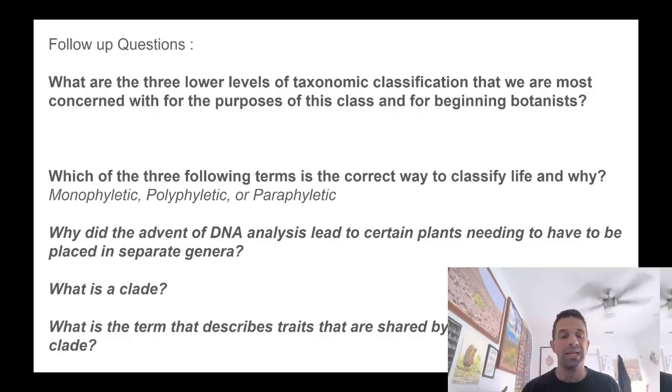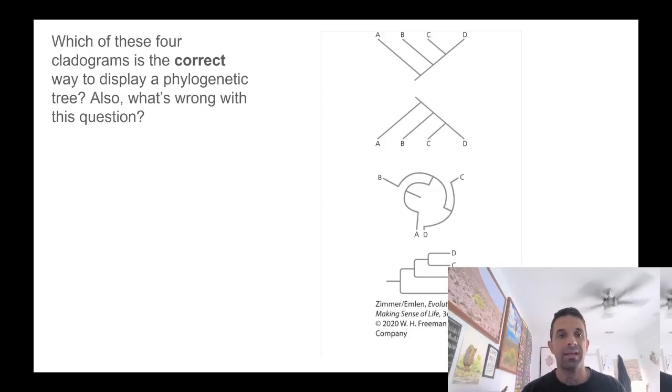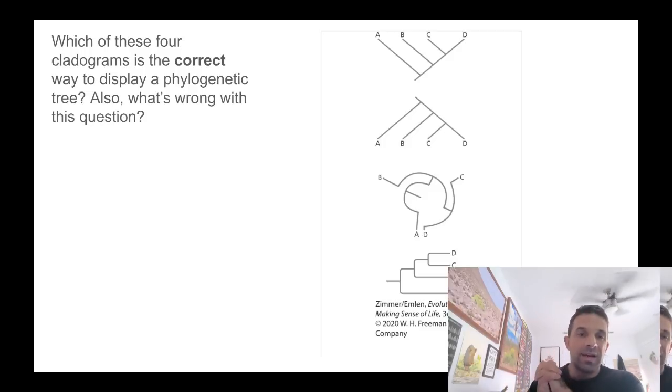What is a clade? It's a monophyletic evolutionary group. What is the term that describes traits that are shared by all related members of a clade? Monophyly or monophyletic.